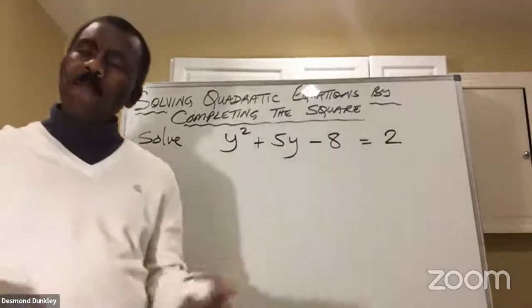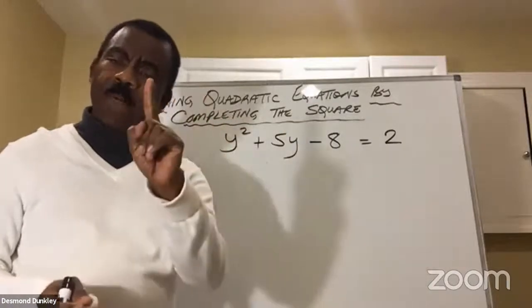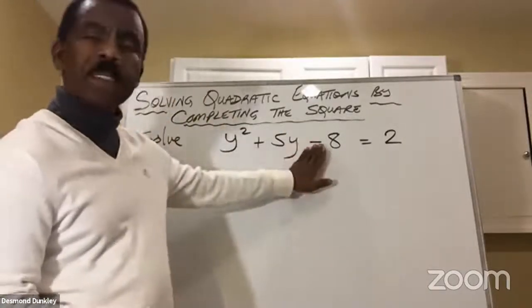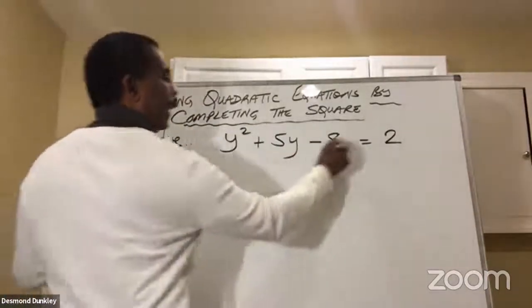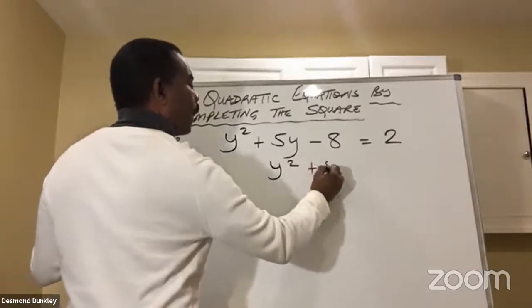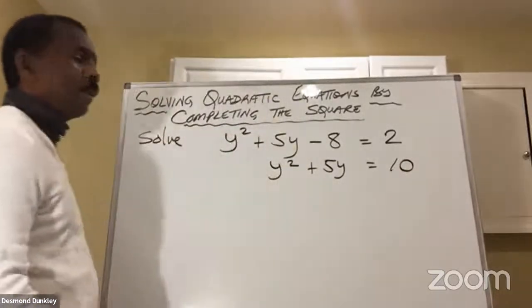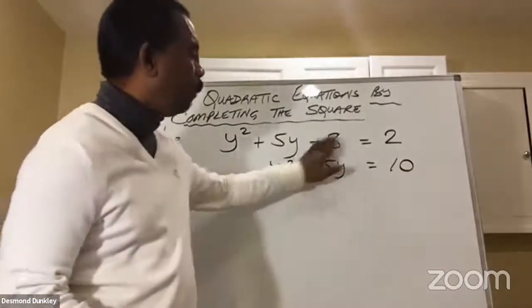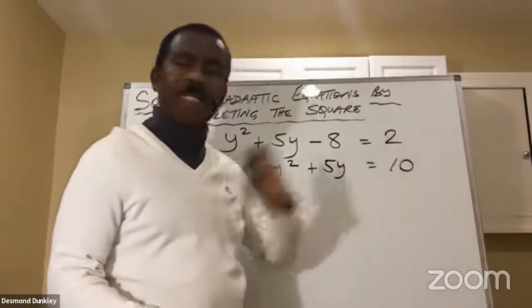So, what is the math that they have discussed? What is the procedure? What are the steps? I'm glad you asked. The first thing we did was we removed the constant to the right side. So we add 8 to both sides. We end up with y squared plus 5y equal to 10. Nothing dramatic. We remove the 8 over there. It becomes positive 8. 2 plus 8 is 10.